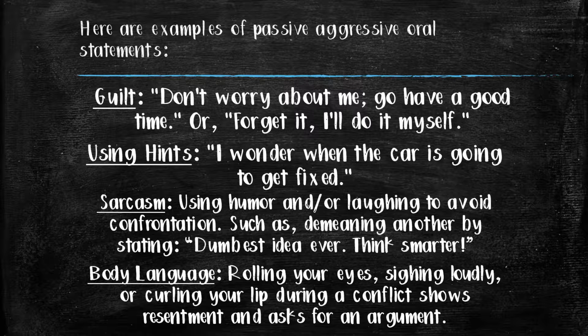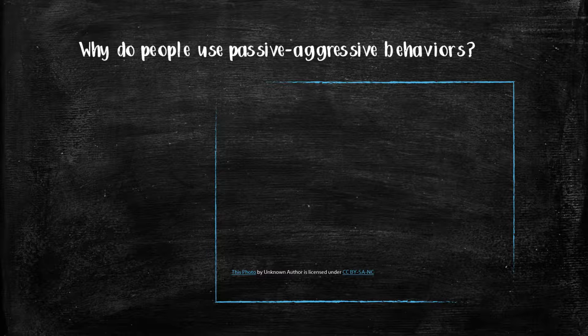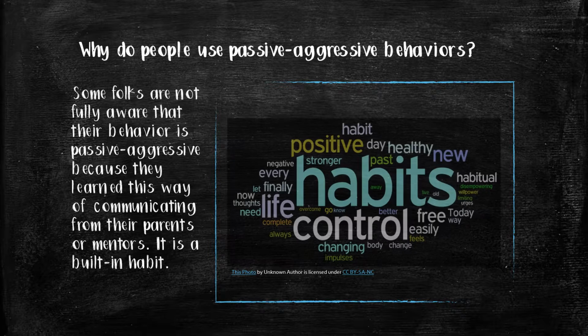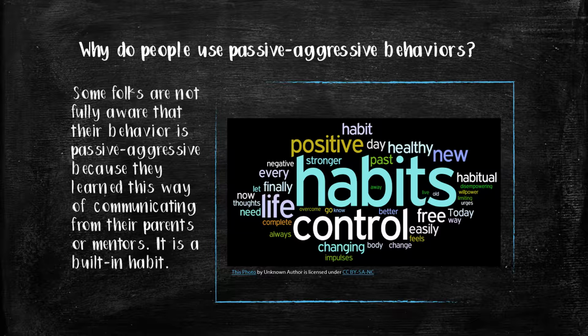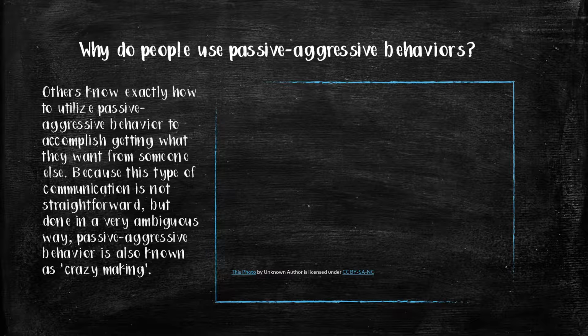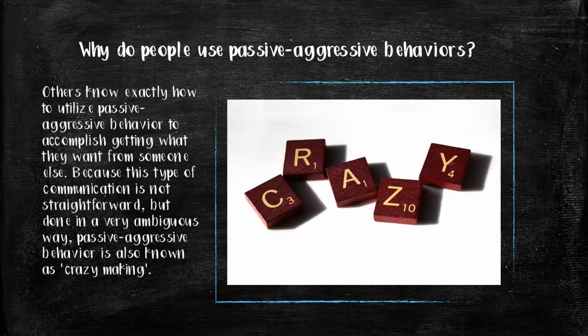Body language like rolling your eyes, sighing loudly, or curling your lip during a conflict shows resentment and just asks for an argument. So why do people use passive-aggressive behaviors? Some people are not fully aware that their behavior is passive-aggressive because they learned this way of communicating from their parents or mentors. It's a built-in habit. Others know exactly how to utilize passive-aggressive behavior to accomplish what they want from someone else. Because this type of communication is not straightforward, but done in a very ambiguous way, passive-aggressive behavior is also known as crazy-making behavior.